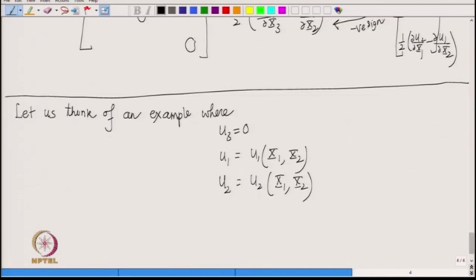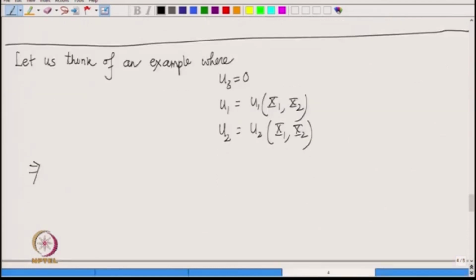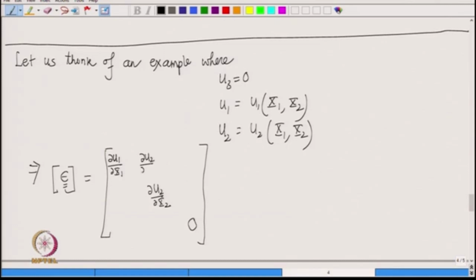Okay. So, in that case, what can you say about the strain matrix? So, the strain matrix epsilon, what does it become? So, on its diagonal we have del u 1 by del x 1, del u 2 by del x 2, and del u 3 by del x 3 is 0. So, we have del u 1 by del x 1, then del u 2 by del x 2, and this is 0. The off diagonal, so this is half of del u 2 by del x 1 plus del u 1 by del x 2, and this entry is same as that entry.